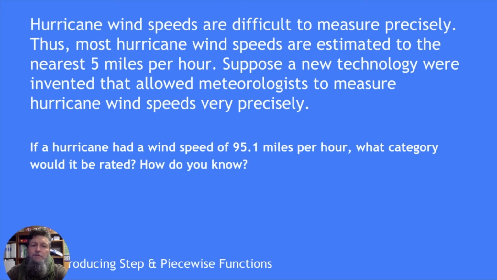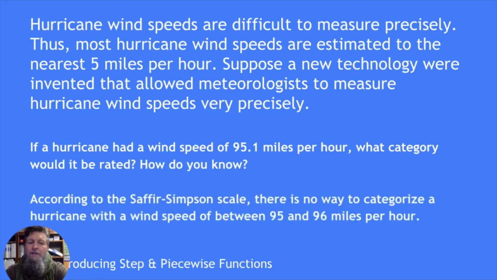Hurricane wind speeds are difficult to measure precisely, thus most hurricane wind speeds are estimated to the nearest 5 miles per hour. Suppose a new technology were invented to allow meteorologists to measure hurricane wind speeds very precisely. If a hurricane had a wind speed of 95.1 miles per hour, what category would it be rated, and how do you know?